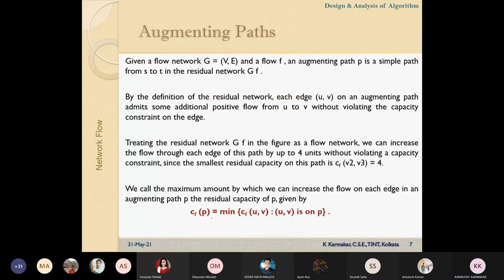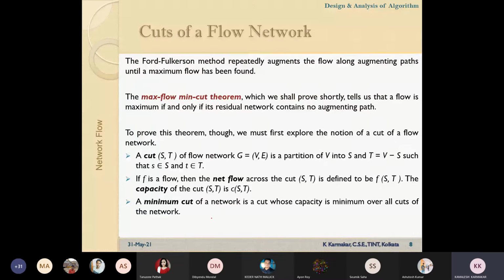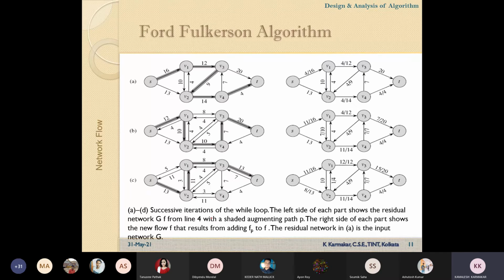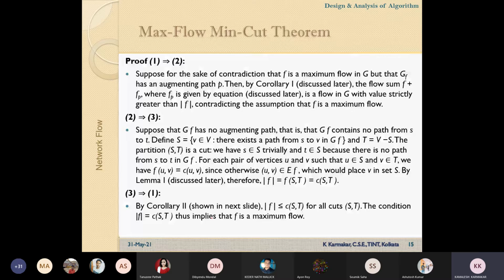Okay, so now we will discuss a few things. One is the max flow min cut theorem. So first we have to understand what the max flow min cut theorem is.